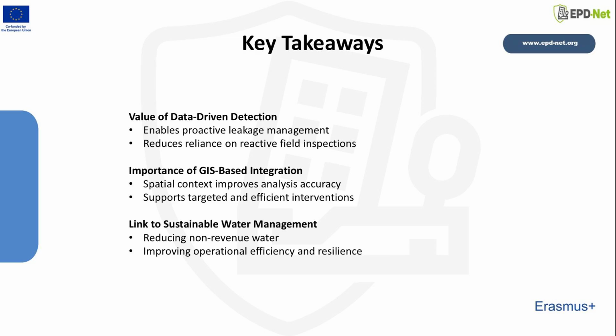This course highlighted the importance of data-driven approaches in leakage detection and intervention planning. By using data rather than relying solely on reactive field inspections, utilities can identify leakage issues earlier and manage them more proactively. GIS-based integration plays a critical role in this process. Linking operational data to spatial network information improves the accuracy of analysis and enables targeted, location-specific interventions. This spatial perspective enhances both efficiency and decision-making quality.